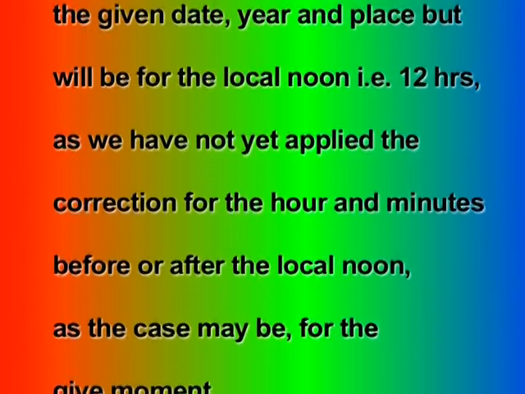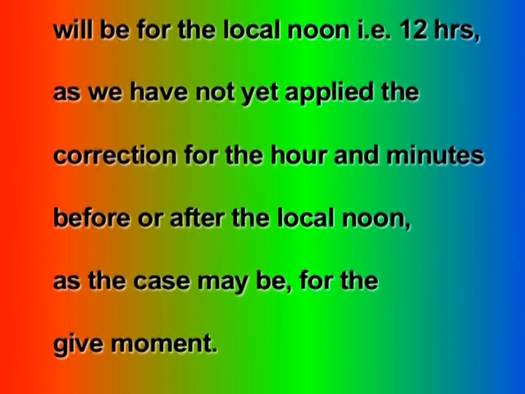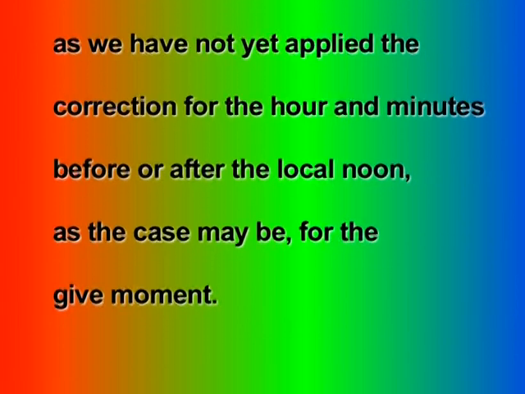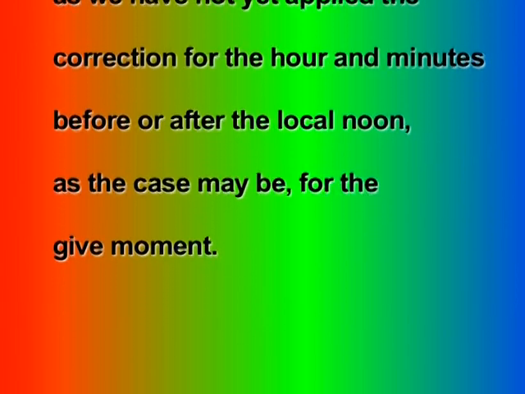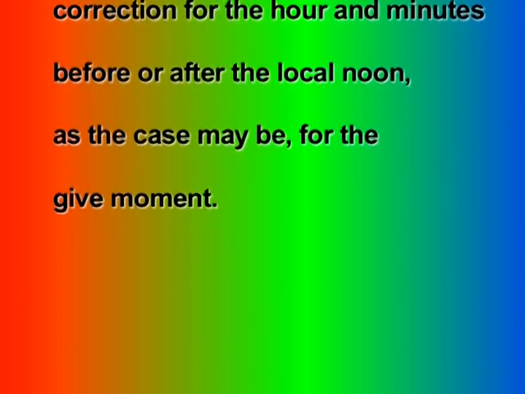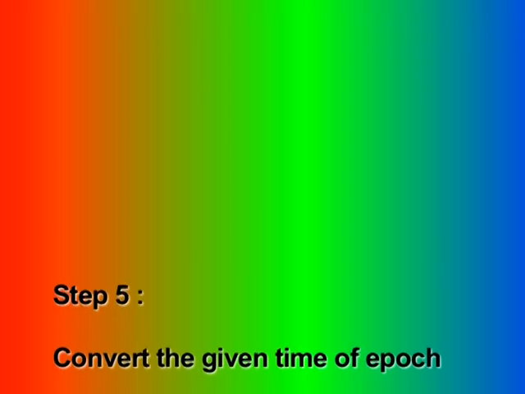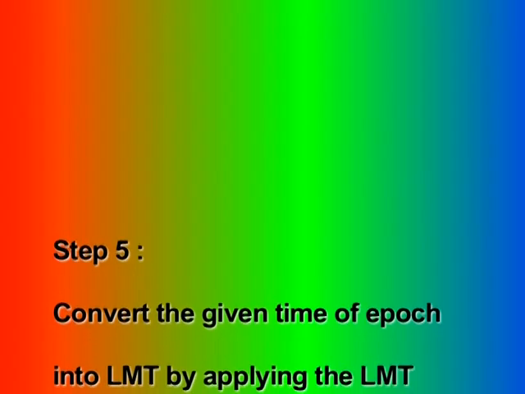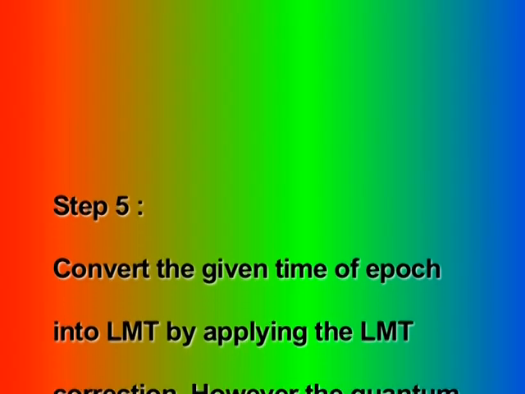Note this point, that it will be for local noon, that is 12 hours, as we have not yet applied the correction for the hours and the minutes before or after the local noon, as the case may be, for the given moment. Step 5. Convert the time of epoch into LMT by applying the LMT correction.